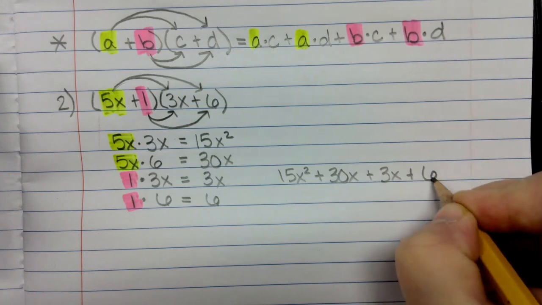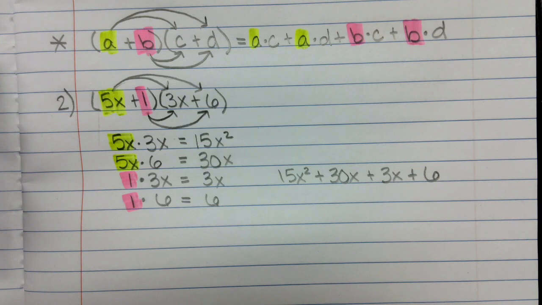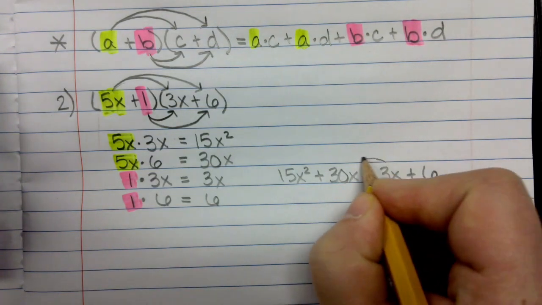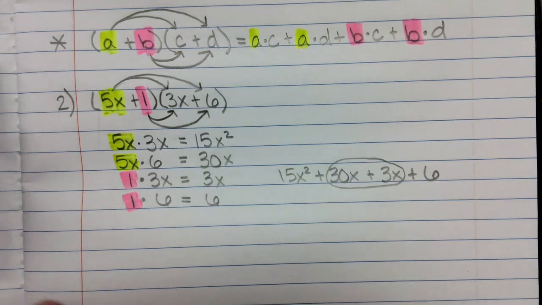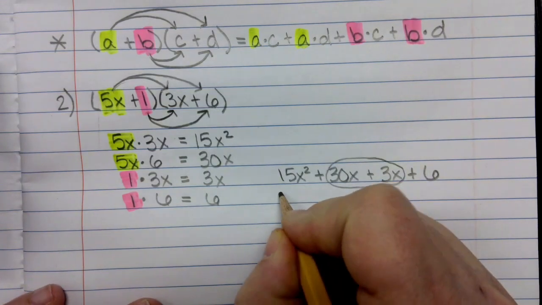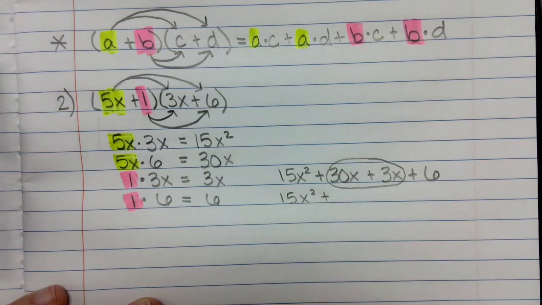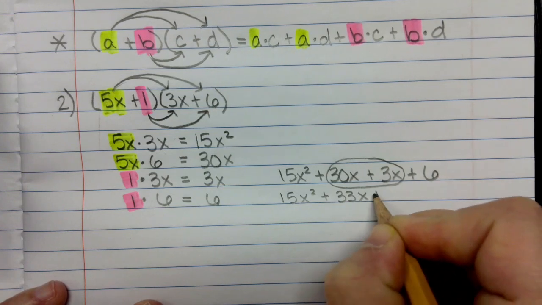Alright, but I'm not done yet. What's one more thing I can do before I write my final answer? Yeah, what about that 30x and the 3x? Yeah, they're like terms. We can add them. They both have just an x. So for my final answer, it's 15x squared plus, what's 30 plus 3? 33x plus 6. And that's our final answer.